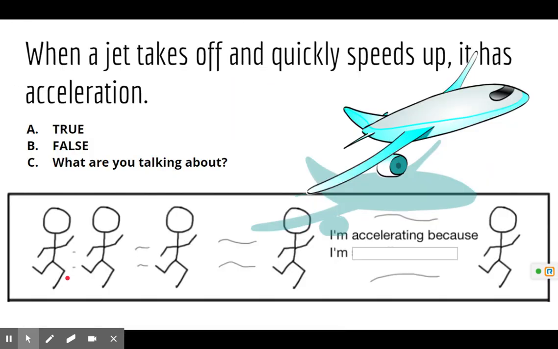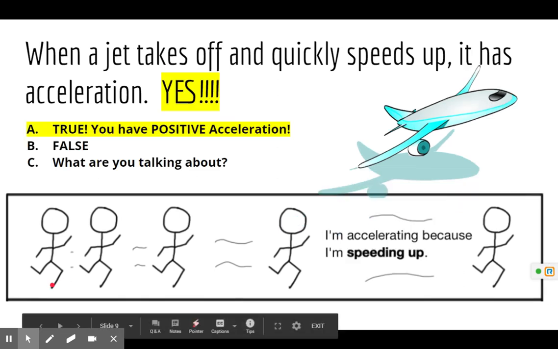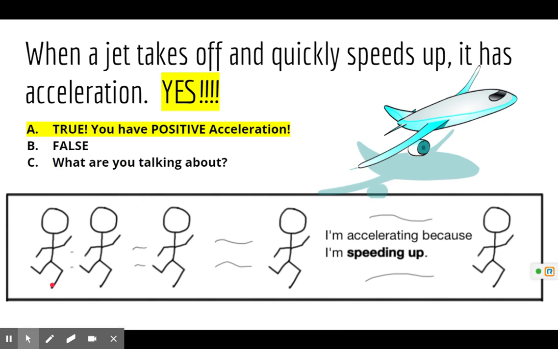When a jet takes off and quickly speeds up, it has acceleration. A, true. B, false. C, what are you talking about? Take a moment and choose your answer choice. Yes, true. If it is quickly speeding up, it has positive acceleration. I'm accelerating because I'm speeding up.